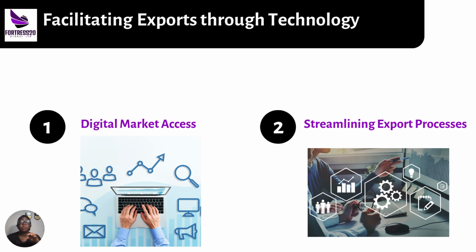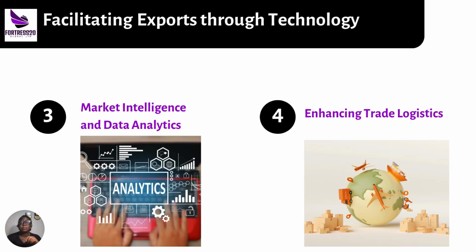Policymakers can promote and support the use of these platforms to expand export opportunities, especially for SMEs. Number two is through streamlining export processes. Technology simplifies export procedures by automating documentation, customs clearance, and compliance processes through online platforms. Policymakers can invest in digital infrastructure to create paperless trade systems. This reduces delays and costs for exporters.